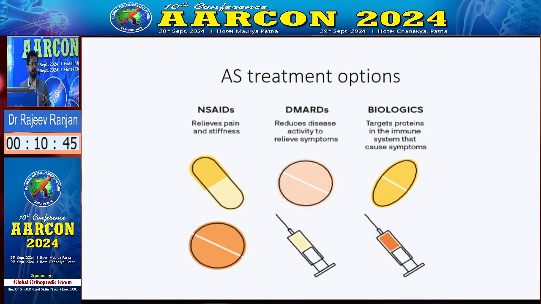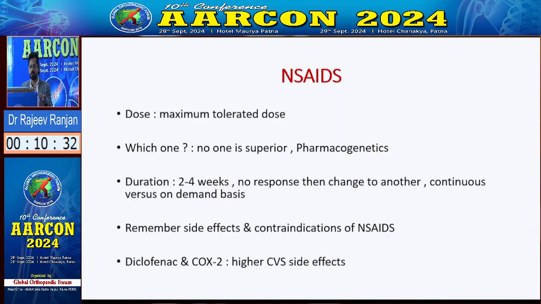So what do we have in hand? We have 3 different modalities of treatment. First is obviously non-steroidal anti-inflammatory drugs. Second is synthetic DMARDs, and the third is biological molecules. Coming to NSAIDs, the dose should be given up to the maximum tolerated dose. Which NSAID is superior? No one NSAID is superior to another. Both COX-2 inhibitors and the traditional ones are almost similarly efficacious.